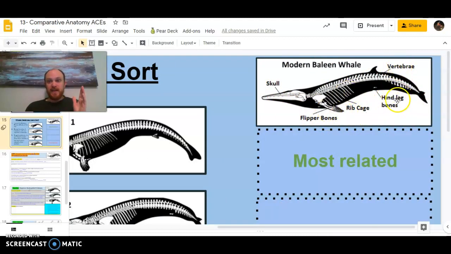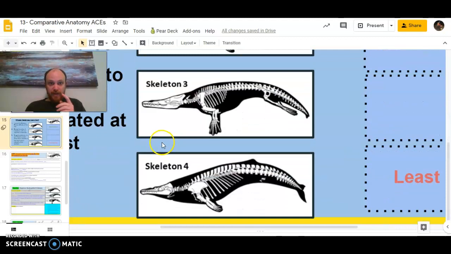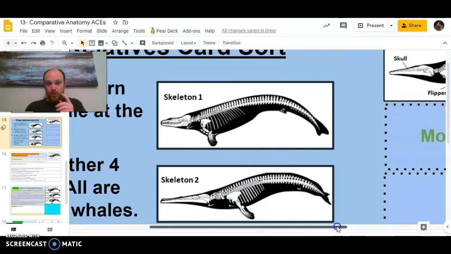Okay, vertebrae, hind leg bones. Yeah, these are actually leg bones that kind of just stick around back here. Flipper bones, a skull, the rib cage. I want you to compare skeleton 1, 2, 3, and 4 and put them in order. So which one is the most related, which one's least related.